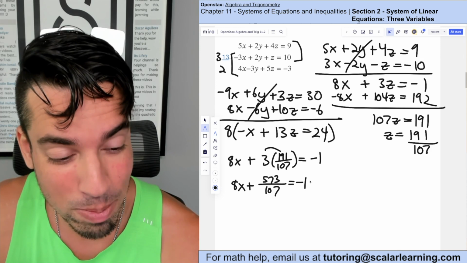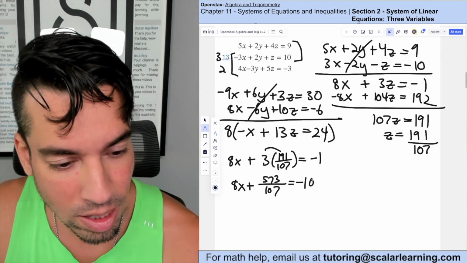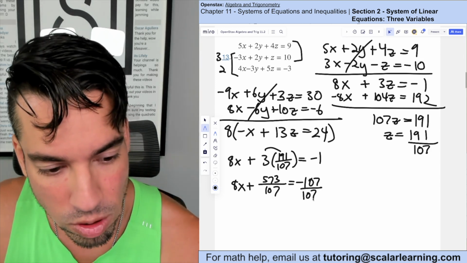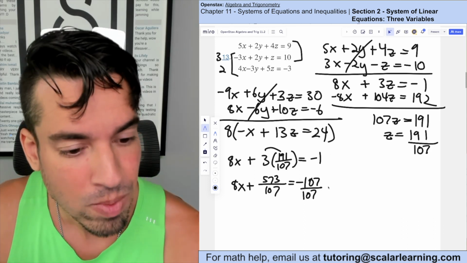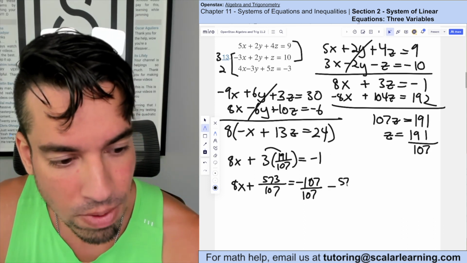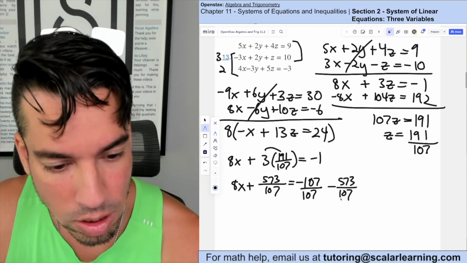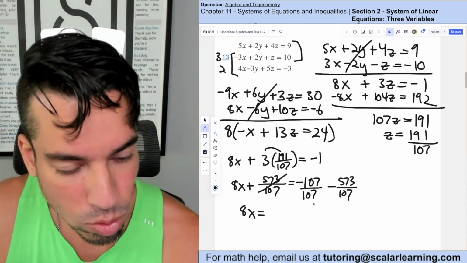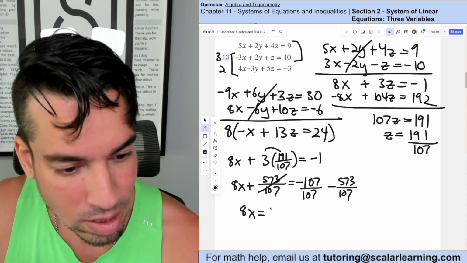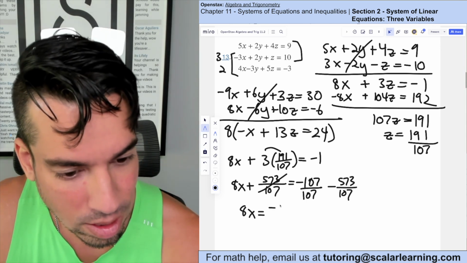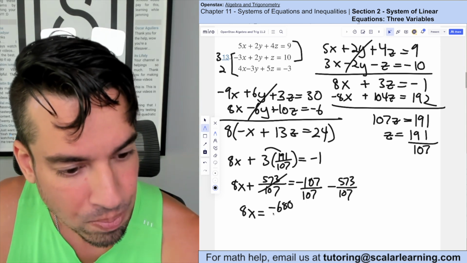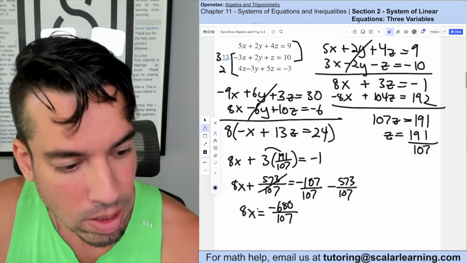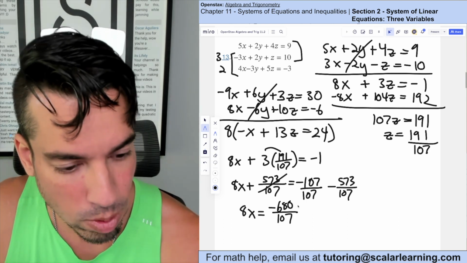This is really bad numbers. But to make this easier, I'm going to make the negative 1 negative 107 over 107. Same thing, still negative 1, right? So then we minus 573 over 107 from both sides. That cancels that out. And then we have 8x is equal to negative, let's see, 680, I think, right? Negative 680 over 107.